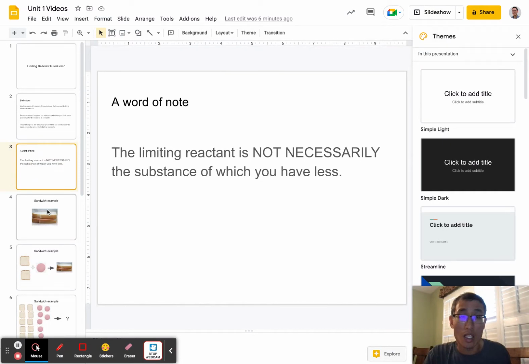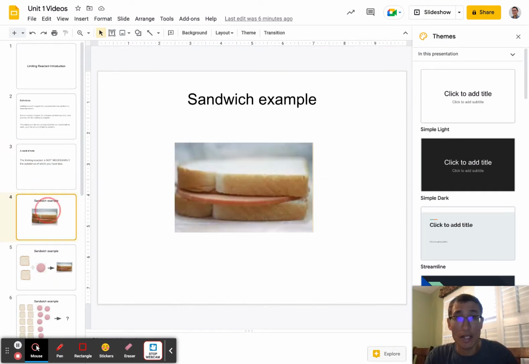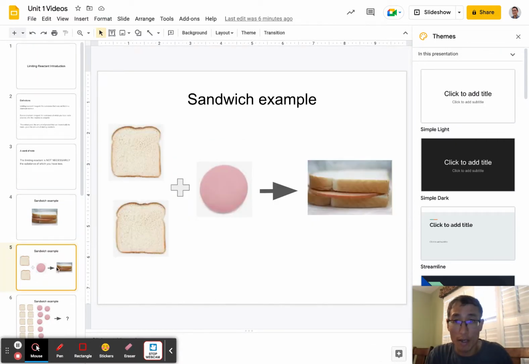So the classic example of limiting reactant we're going to look at is the bologna sandwich. Now, I know that some people like their bologna sandwiches with different amounts of substances in it, but our bologna sandwich is going to have two slices of bread and one piece of bologna. If you look at this diagram here, this is kind of like our chemical reaction for the bologna sandwich. I have two pieces of bread and I have one slice of bologna.